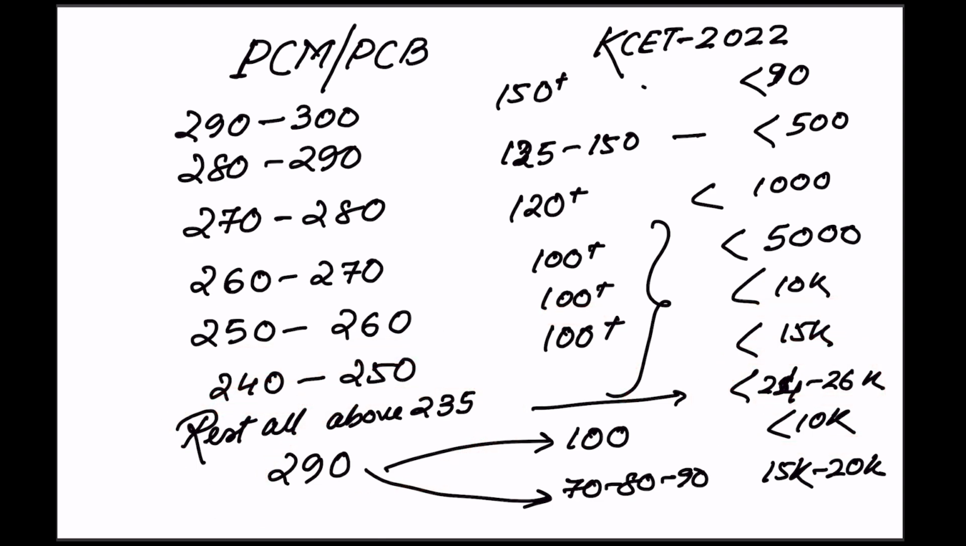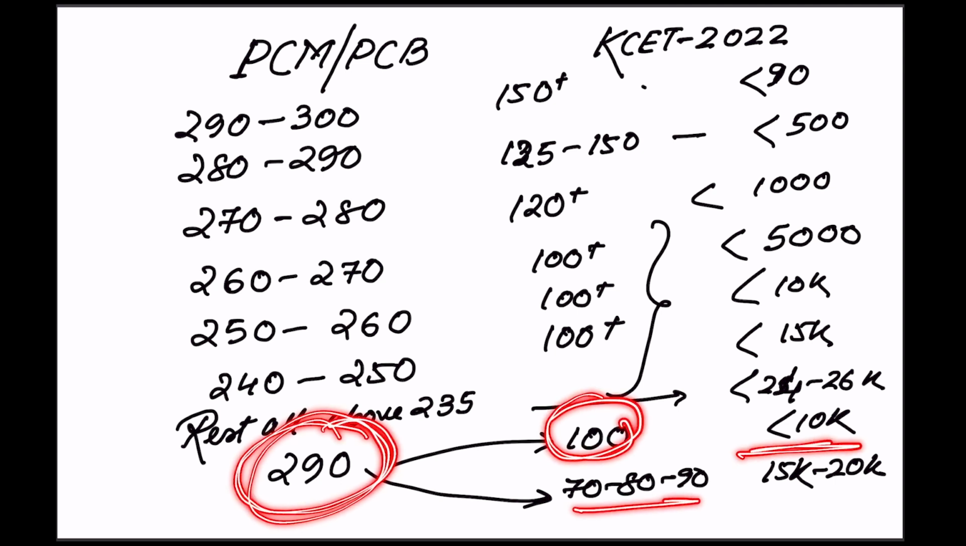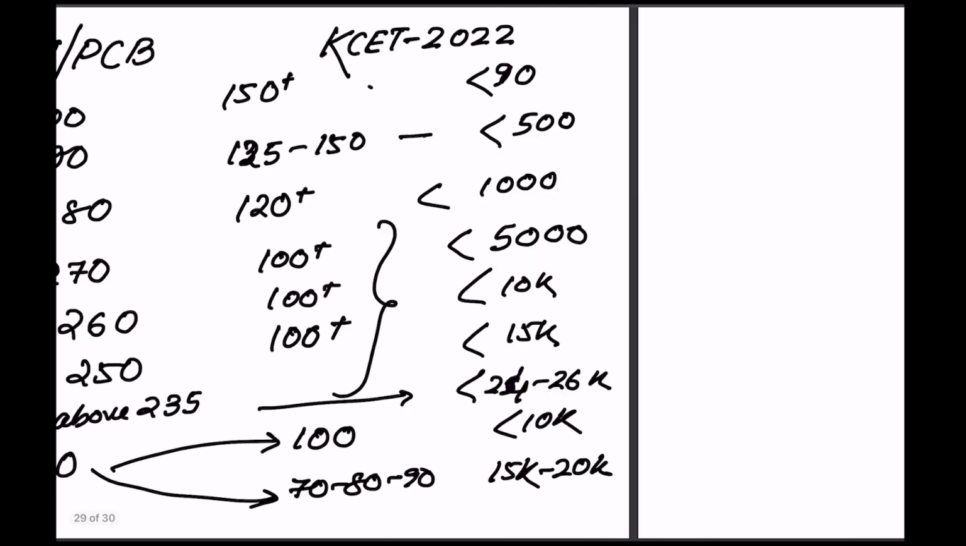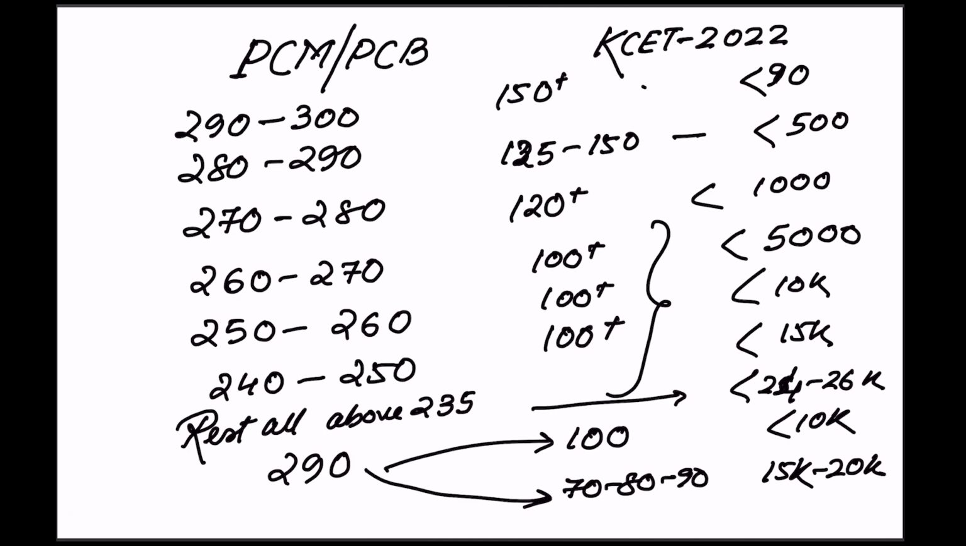Now you have done very, very good. A lot of students, this side got 290 and this side either 100, so less than 10K, or in this 70, 80, 90, then within 20K, maybe 25K also. So this is the actual prediction, what you can see. Based on that, you can judge yourself how much marks you have got in the CET and PCM, and you can make a calculation based on that.